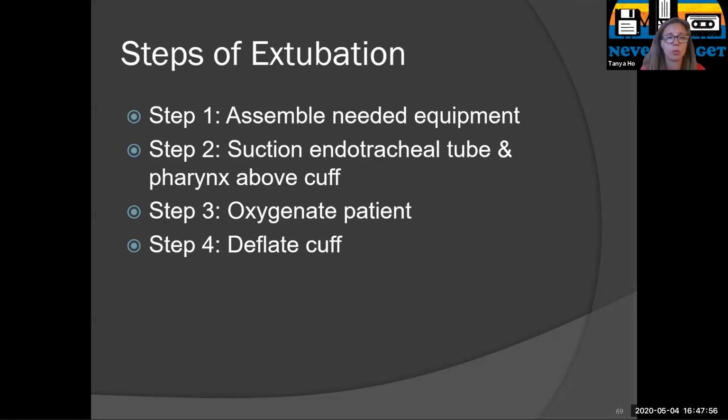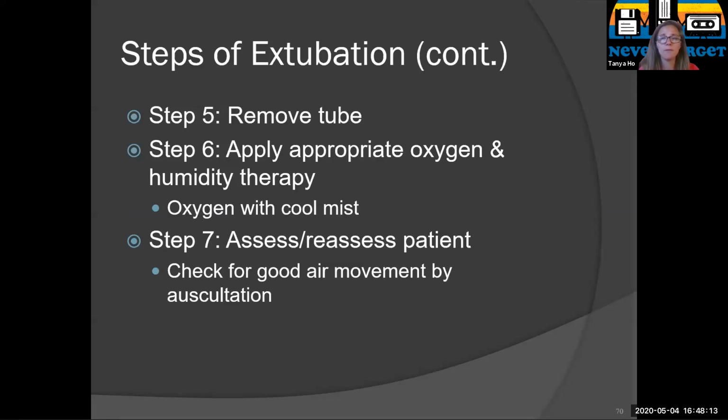Okay. So we're going to suction the patient above and below the cuff. So we're going to do endotracheal suction and then orally suction to try to get any secretions above the cuff. We're going to hyperoxygenate the patient. You will then loosen up all the securing devices and deflate the cuff, and then you will go ahead and remove the tube and then put them on whatever oxygen.